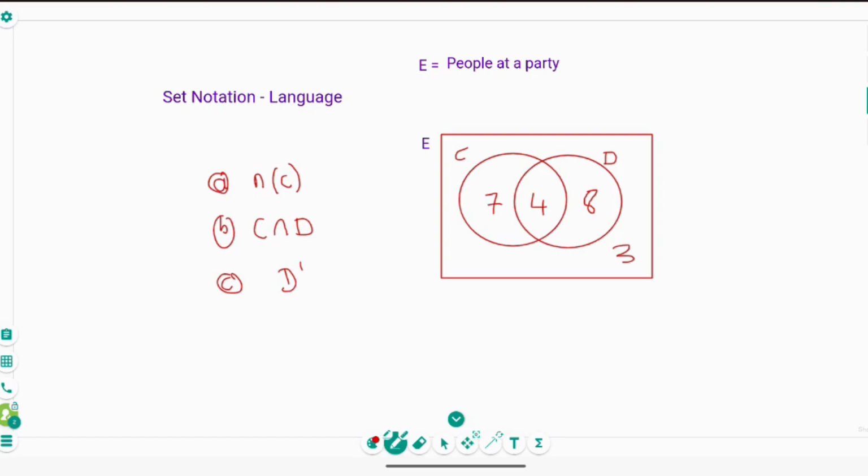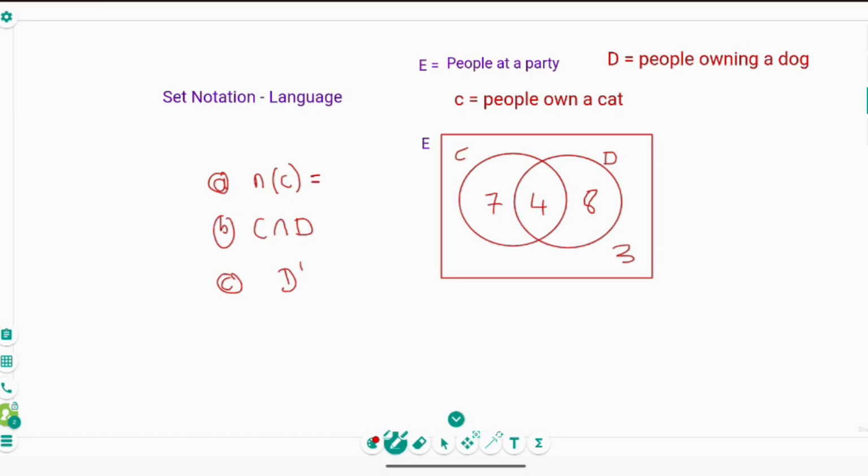C represents people who own a cat. And D is people who own a dog. Right, okay, so N with your brackets and C means the number of people in C.